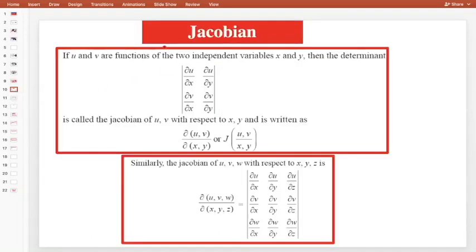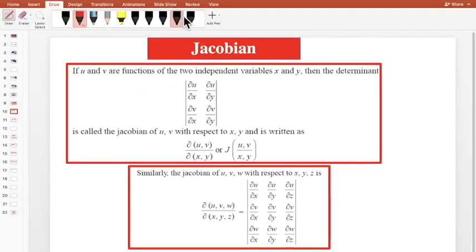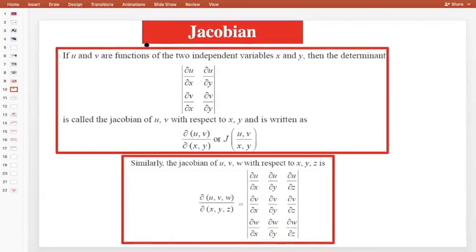Now we see the Jacobian. This is the next topic. So we have seen the application of the total derivative, and before that we have seen the chain rule. Now see the Jacobian. What is the Jacobian? Basically, the Jacobian checks whether two given functions are dependent or independent.